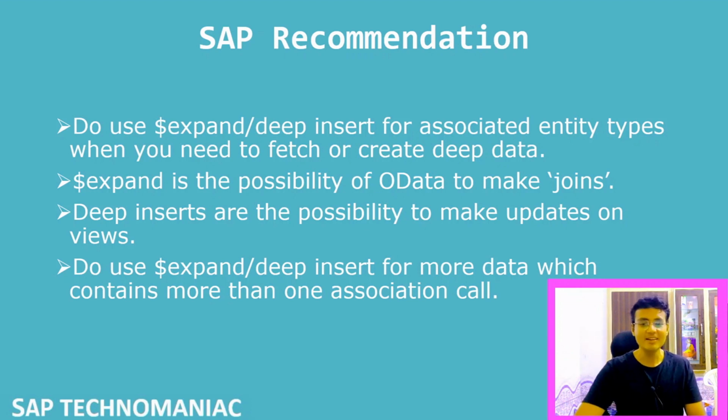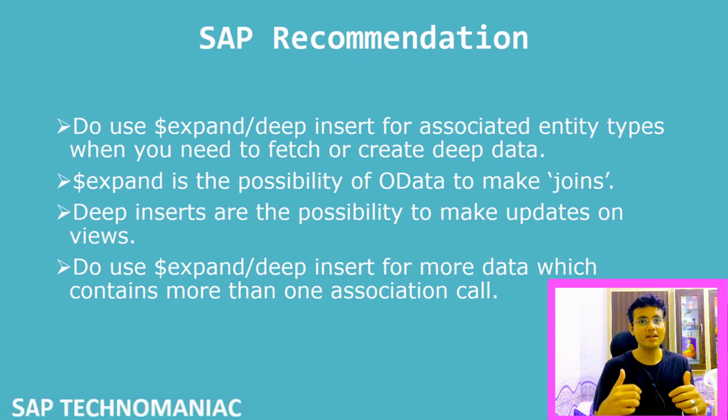And the third thing, again for expand and deep insert: do use expand and deep insert for data which contains more than one association call. In our case, we were having only one association call. We are getting the header and one association with the item.